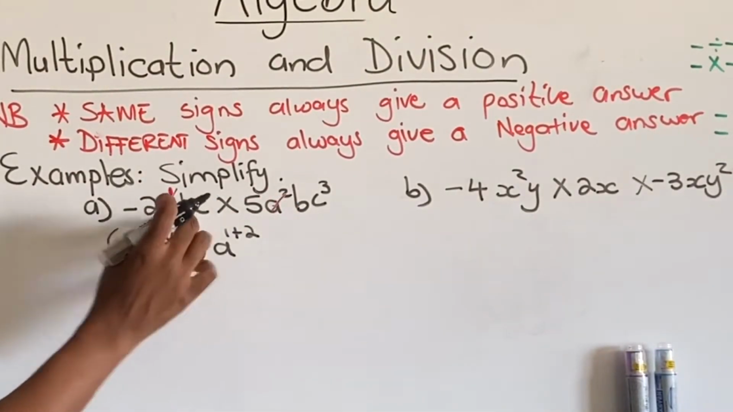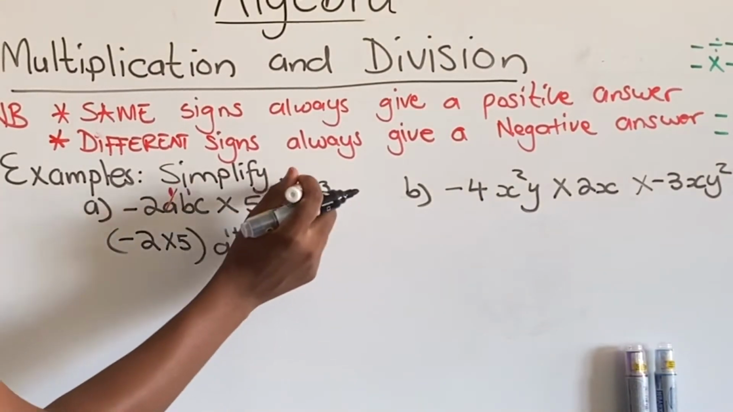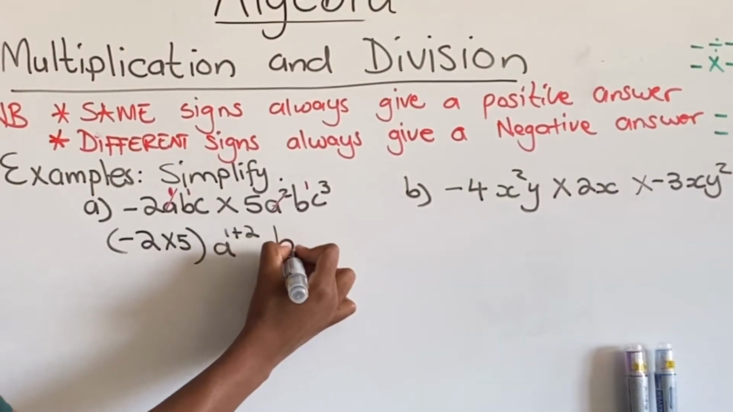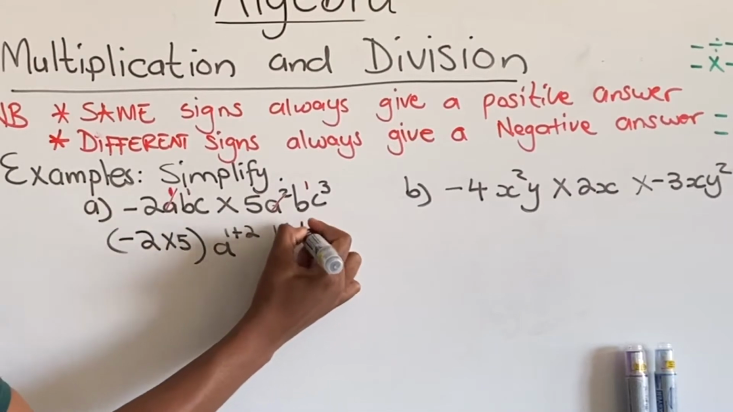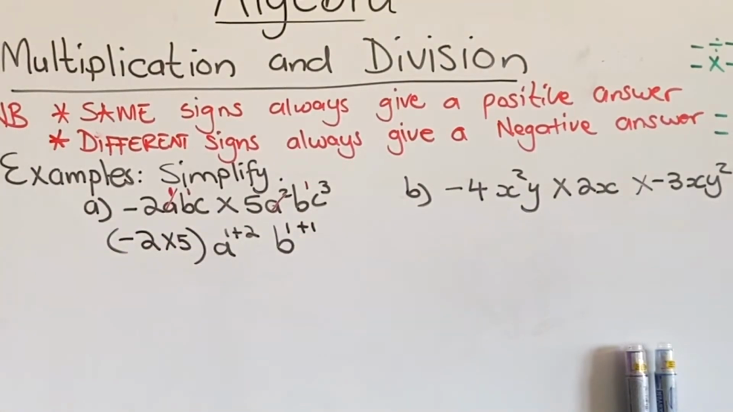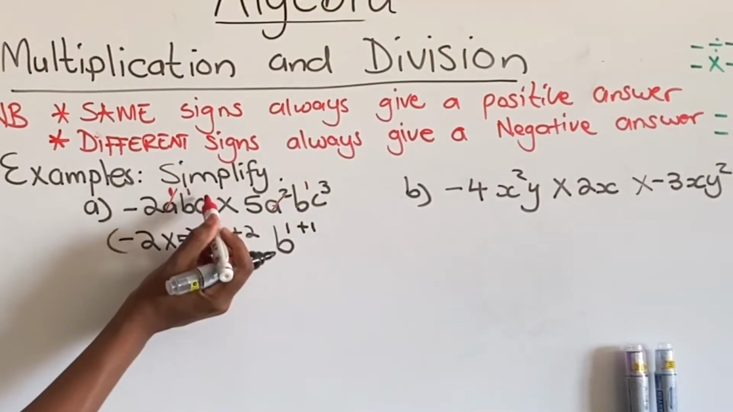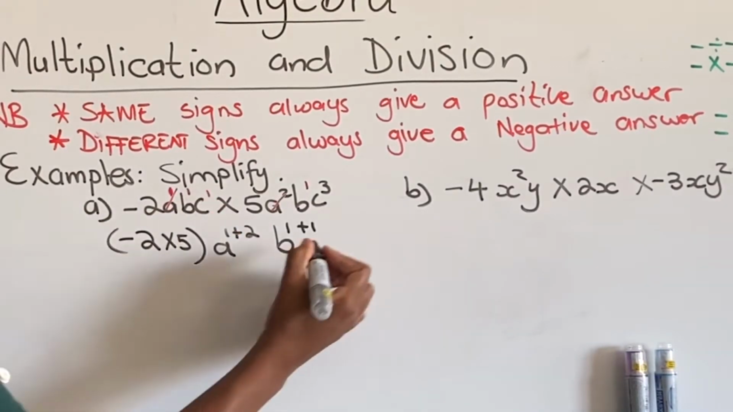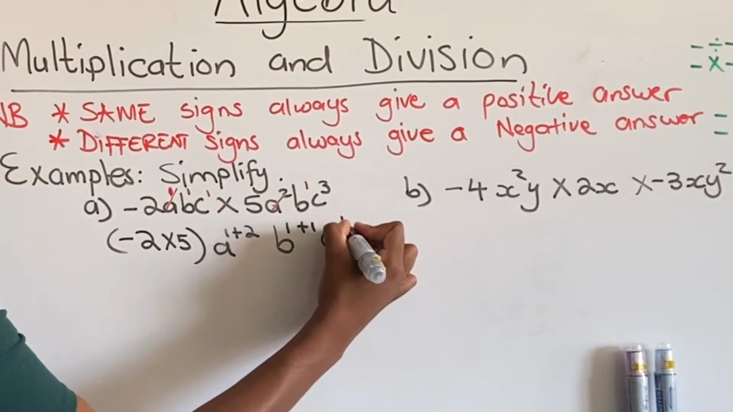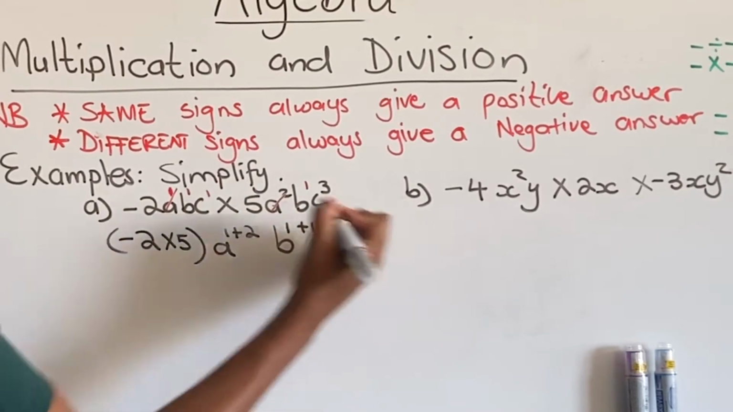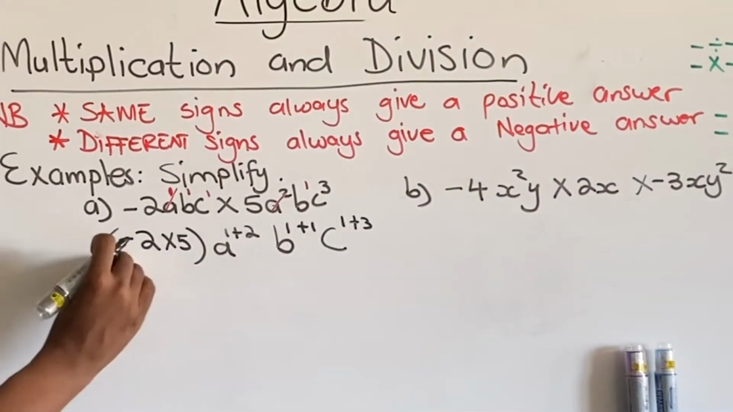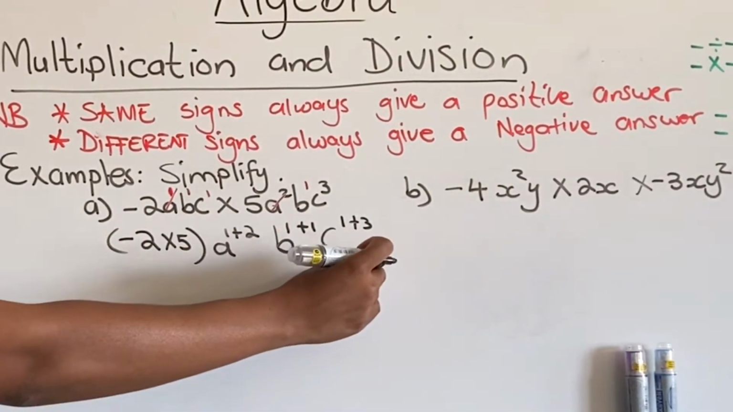Then we move on to the next variable. We see that there's 1 here and it's also 1. So the next variable will be B. Then we take this one plus the other one. Then we go to the last variable, which is C, and we see that there's 1 here. So we have C to the power 1 plus 3. So that's basically what we are doing. Multiply the numbers, add the powers of the same base.